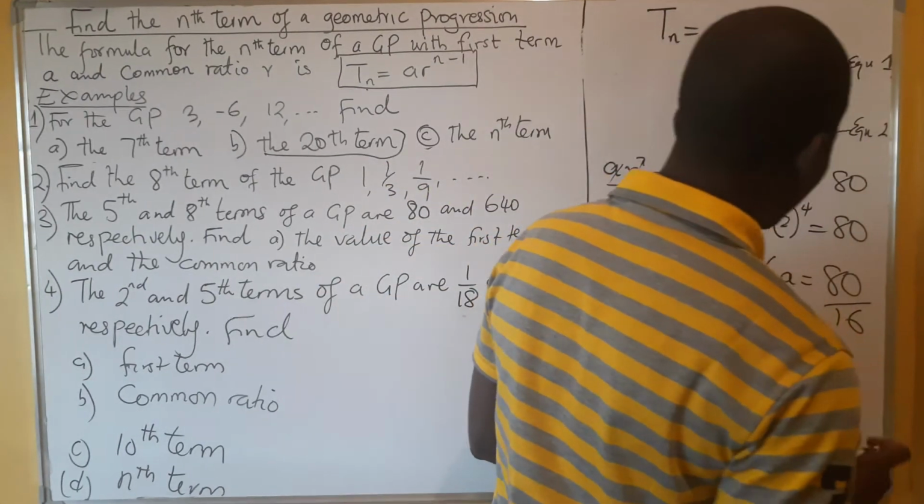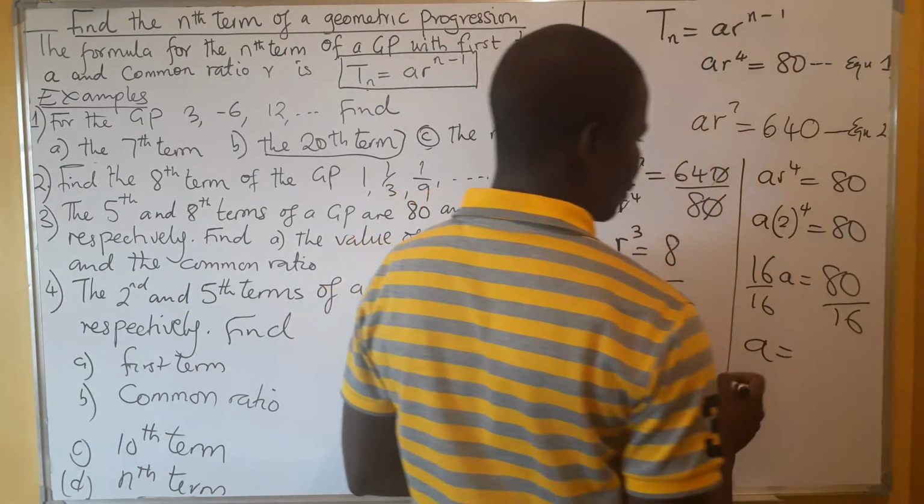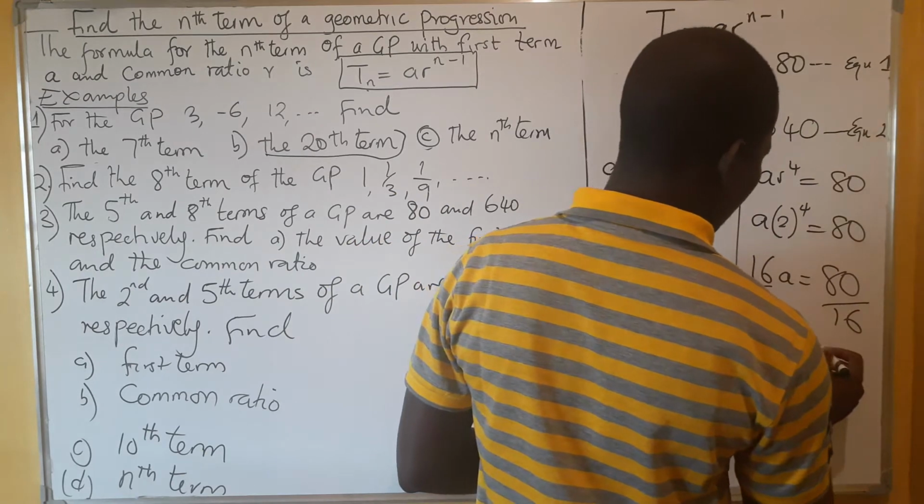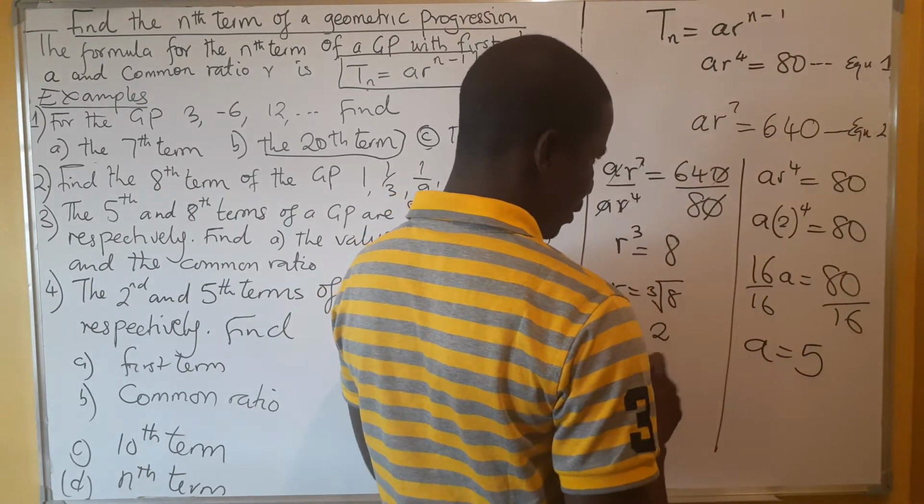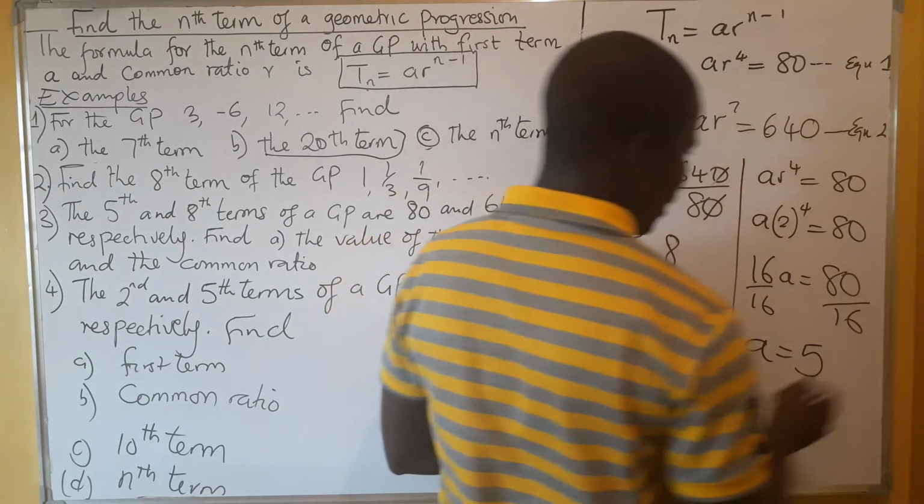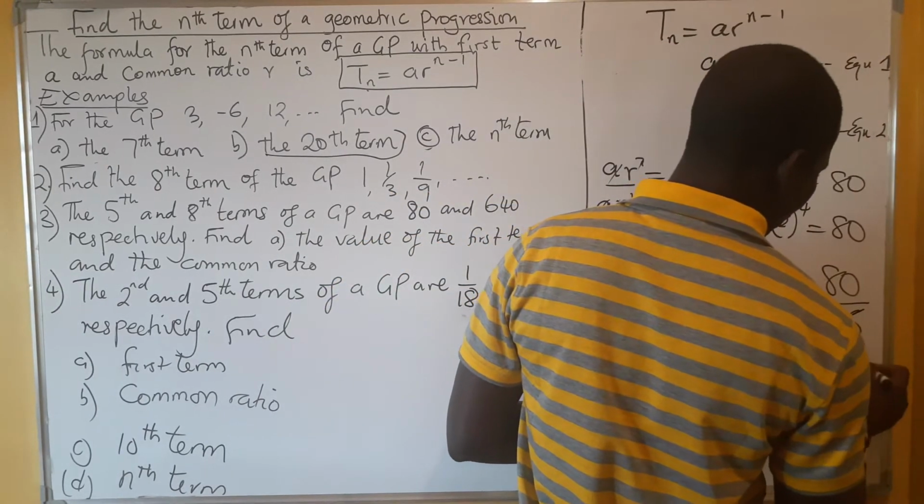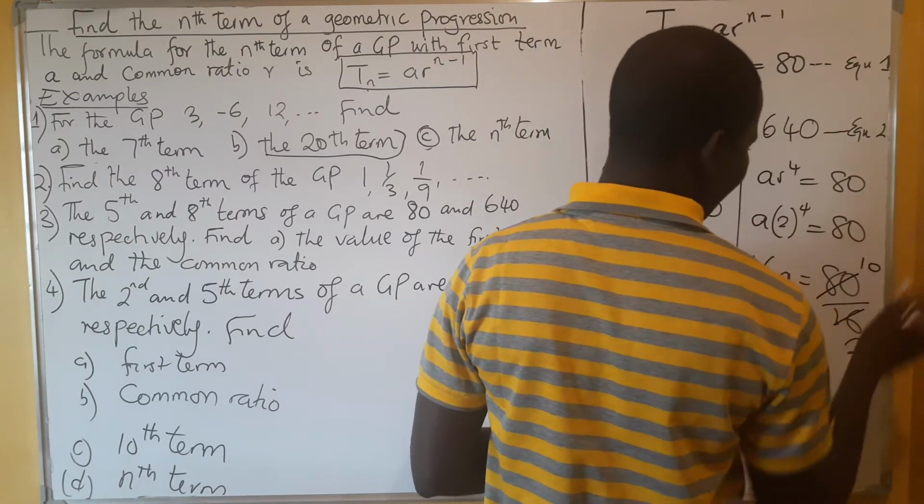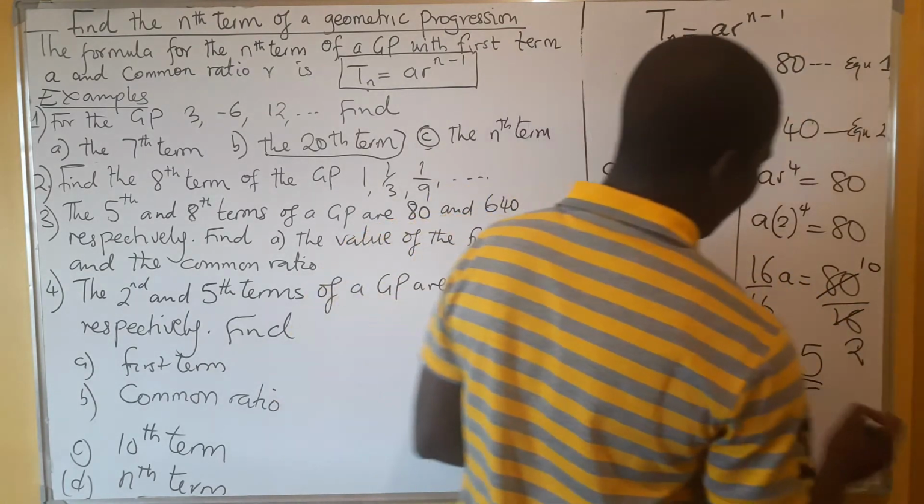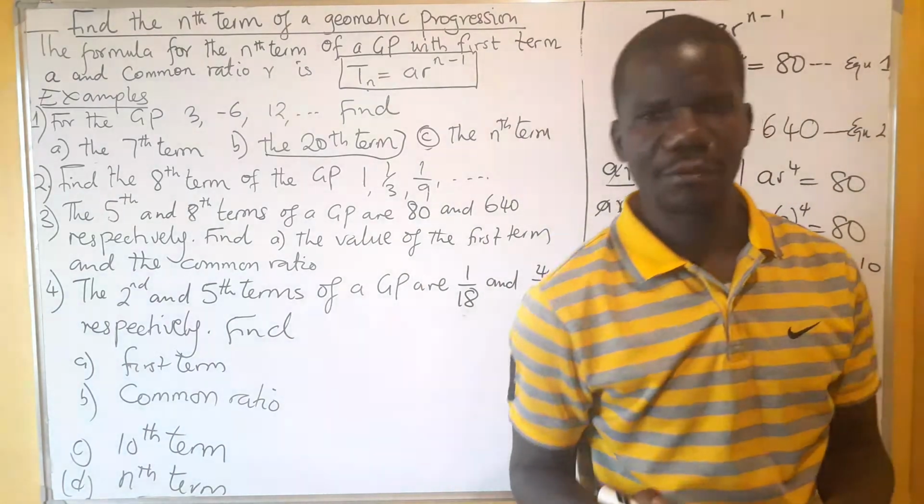My A is going to be equal to 5. 8 here is 2, 8 here it's 1. You have 10, this 5. So my A is going to be 5.